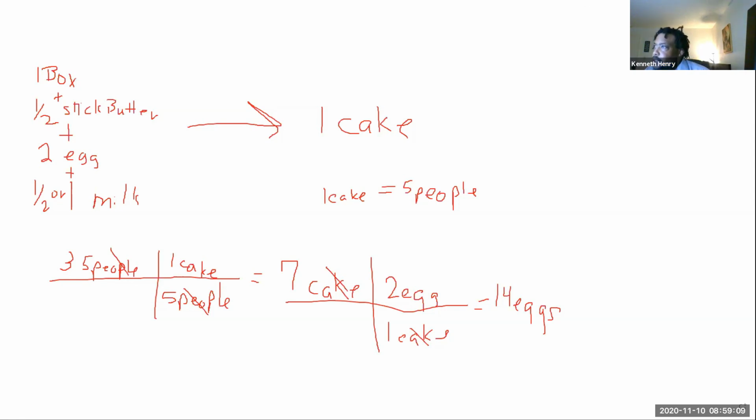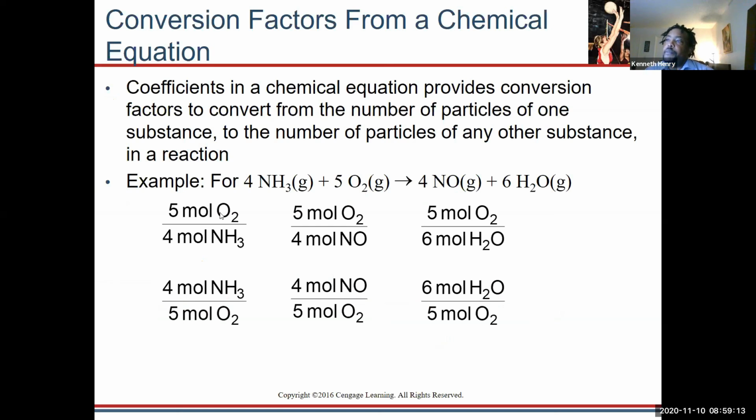Shift my screen. Okay, so here's our chemical equation. It's already balanced for you. We have 4 ammonia plus 5 oxygen gas is going to yield 4 nitrogen oxide and 6 water.